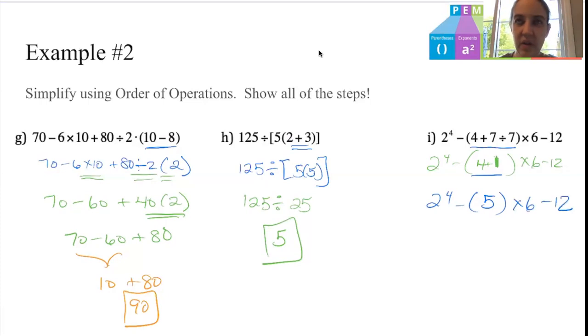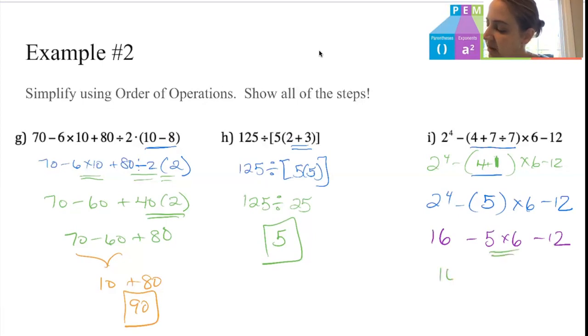In the beginning, we've got 2 to the 4th. So that's 2 times 2, which is 4, times 2, which is 8, times another 2, which is 16. Minus 5 times 6 minus 12. So you want to do multiplication. This is multiplication. 5 times 6 is 30, so 16 minus 30 minus 12. And then finally work left to right. 16 minus 30 is negative 14, minus 12 is negative 28.